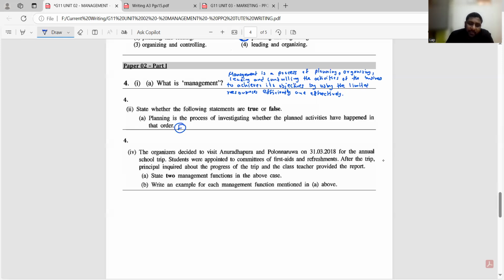The organizers decided to visit Anuradhapura and Polonnaruwa. Here, if I read the requirement, they're asking to state two management functions of the above case. One is planning. So they are planning to go to Anuradhapura and Polonnaruwa. For the annual school trip, students were appointed to the committees. You are allocating the resources, appointing the students. That means organizing.